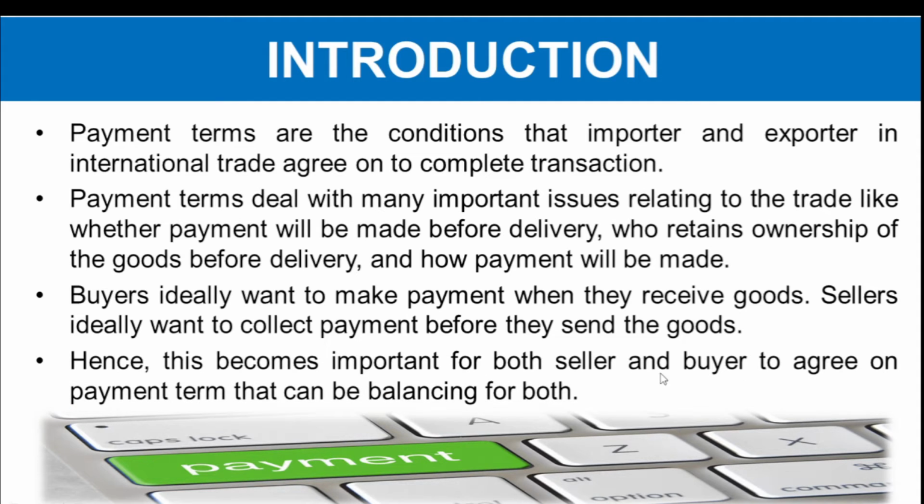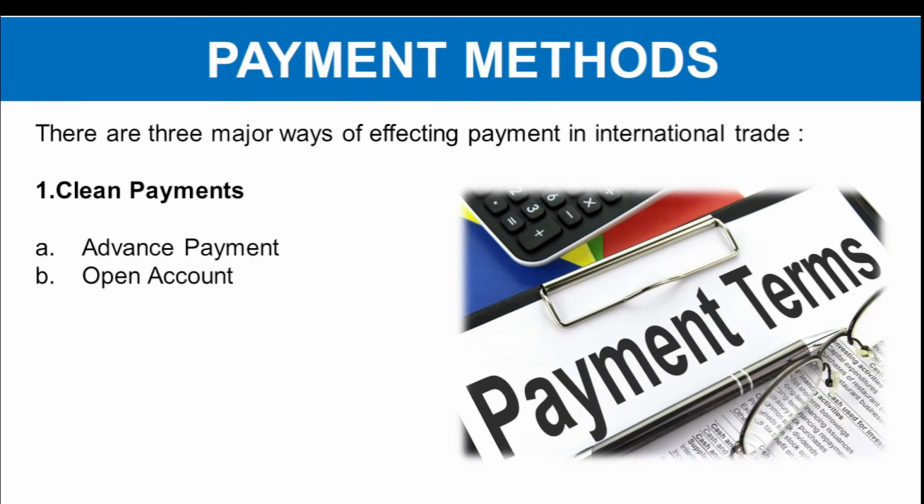Hence, this becomes important for both seller and buyer to agree on payment terms that can be balancing for both. Now, let's have a look at our three major payment methods in international trade. First one is clean payments. Whenever we are referring to clean payment, we are talking about two types: advance payment and open account.